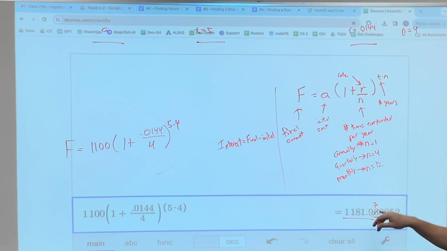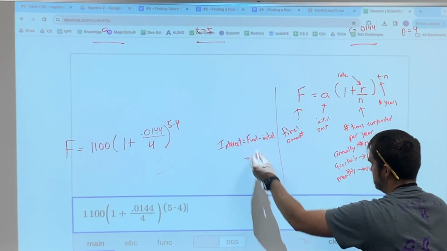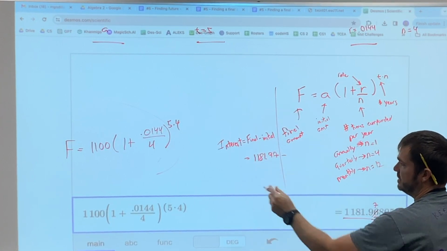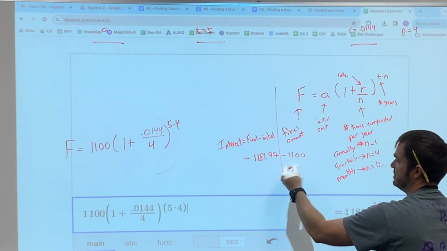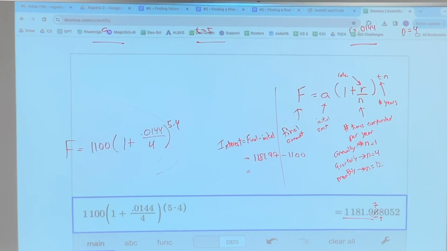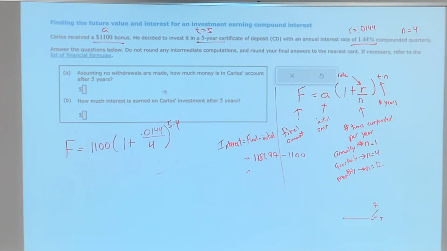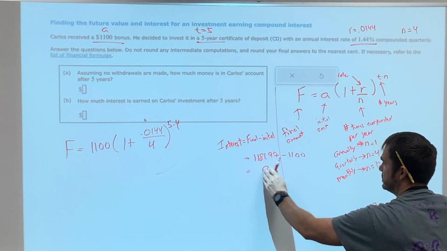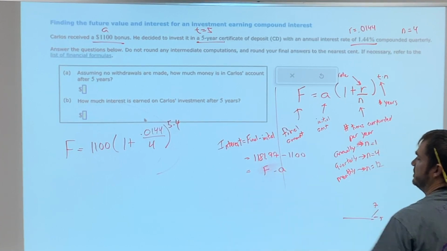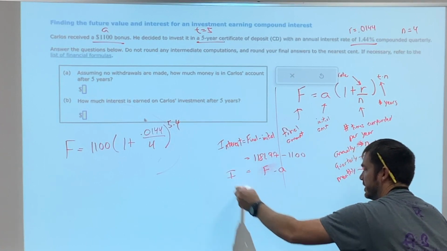1181.97. If I want to figure out what the interest is, then that's going to be that final amount, 1181.97, minus the initial amount, 1100. That's the A value. Simple subtraction, and that's going to be the answer to part 2. So plug in the formula right there for part A. Then do the subtraction of the final amount minus the initial amount, and that's going to end up being your interest.